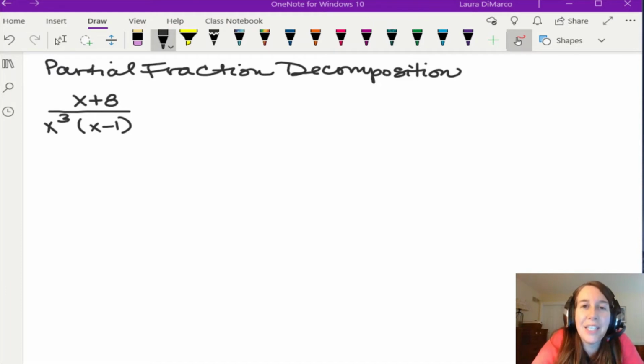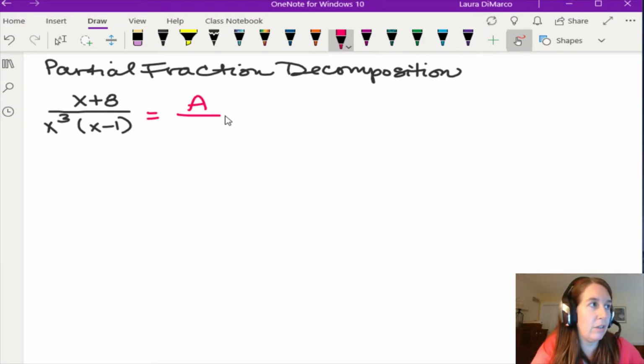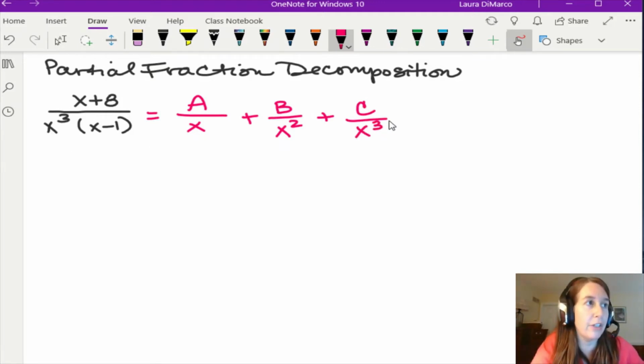Okay, let's look at a second example of case 2. And remember, case 2 means that we have linear factors that are repeated. So this x cubed is x times x times x, and that's the repeated part. So we know that we're going to break this up into a over x plus b over x squared plus c over x cubed. That's how we take care of that repeated linear factor.